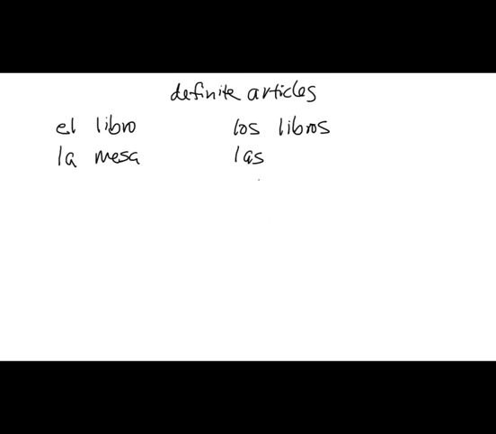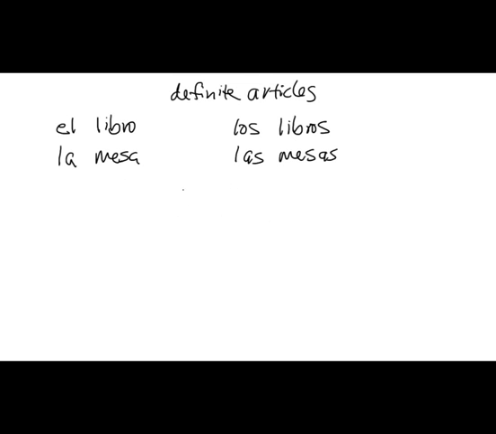And as we mentioned in an earlier video, if a noun ends in a vowel, you make it plural by simply adding an s. La mesa, the table, then becomes las mesas. Okay? El libro, los libros. La mesa, las mesas. Let's try a few. The book, el libro. The books, los libros. The table, la mesa. The tables, las mesas. Okay? Four different forms of the.